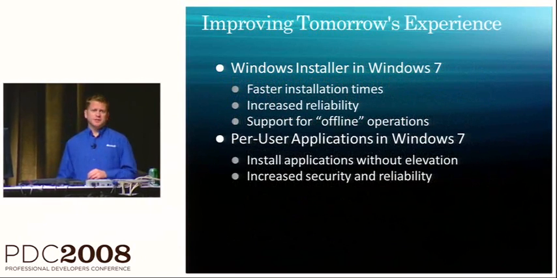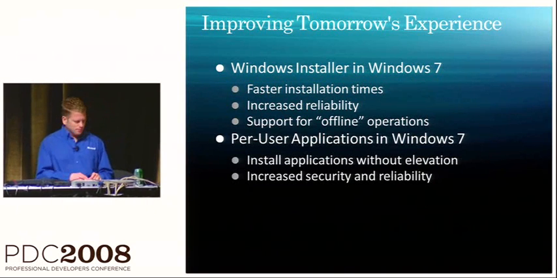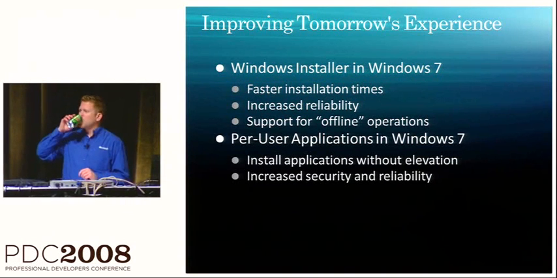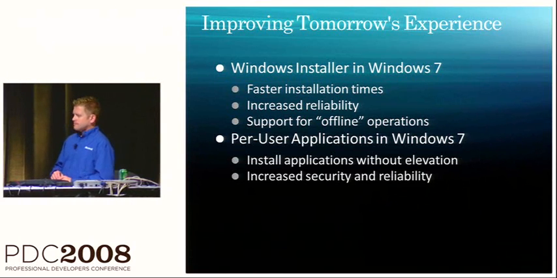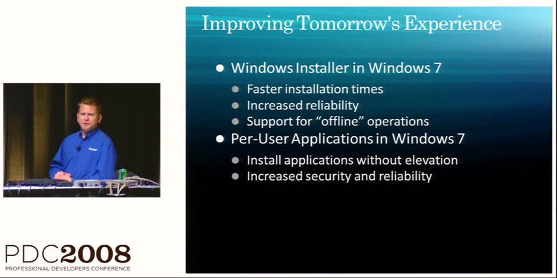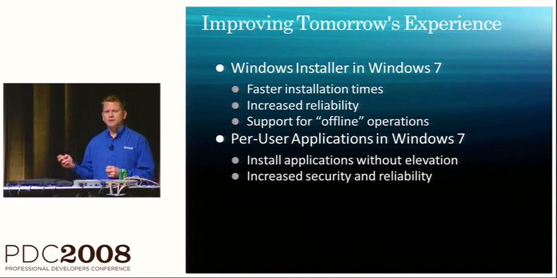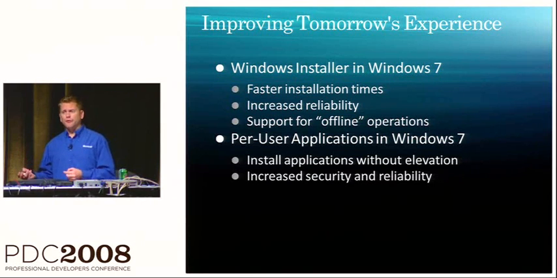So let me switch gears a little bit and talk about Windows 7, and talk about improving tomorrow's experience a little bit. So there are two big topics I want to talk about in Windows 7. But before I get into that, I want to mention that all these technologies that you've heard about, the Windows Installer 4.5 features, they're obviously available in Windows 7. So if you're creating an application that's targeting Windows 7 and you're going to install it on Windows 7, you don't need to worry about redistributing the Windows Installer 4.5 on Windows 7.